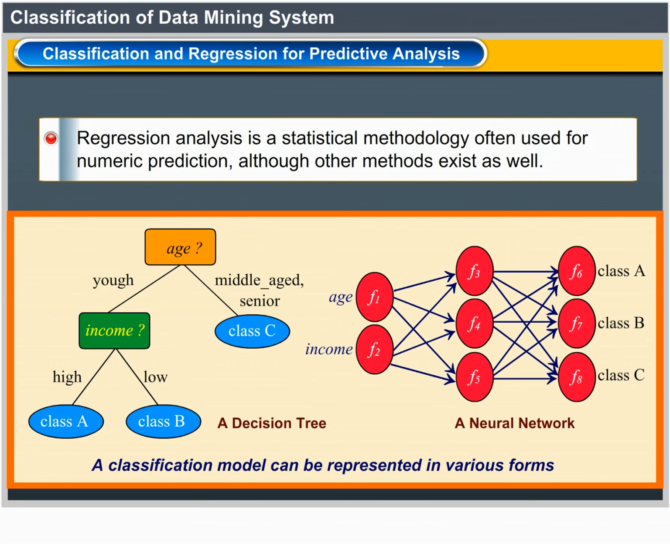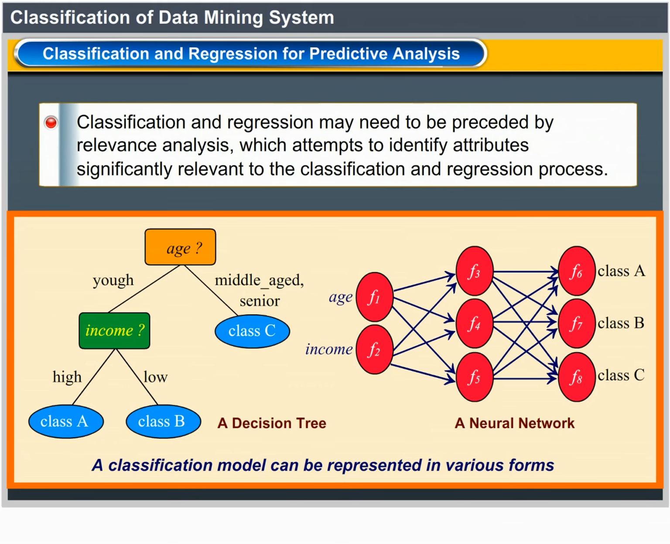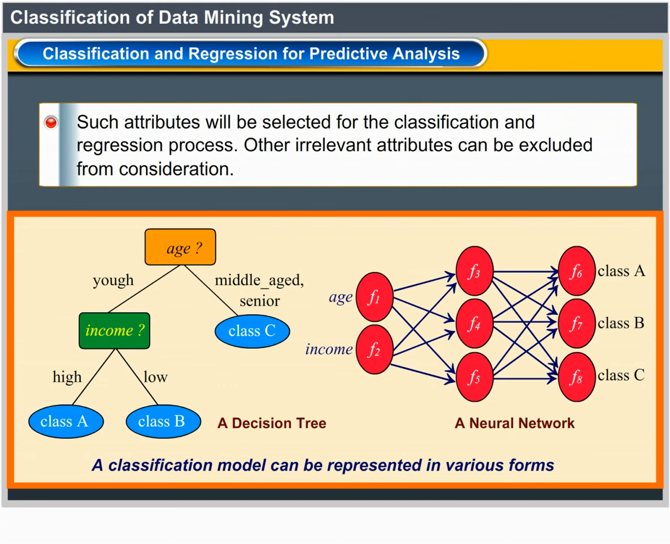Regression analysis is a statistical methodology that is most often used for numeric prediction, although other methods exist as well. Regression also encompasses the identification of distribution trends based on the available data. Classification and regression may need to be preceded by relevance analysis, which attempts to identify attributes that are significantly relevant to the classification and regression process. Such attributes will be selected for the classification and regression process. Other attributes which are irrelevant can then be excluded from consideration.